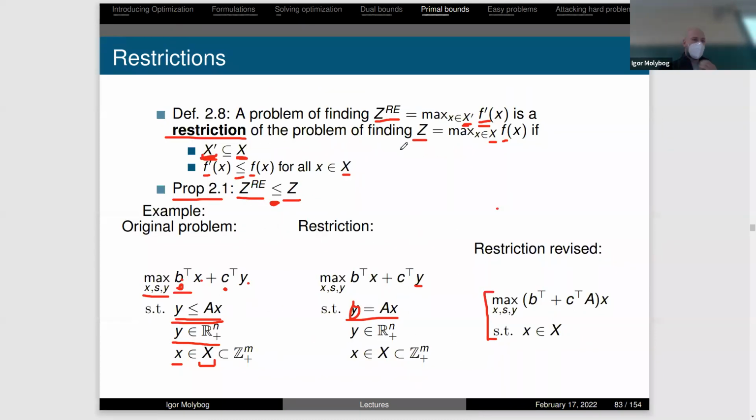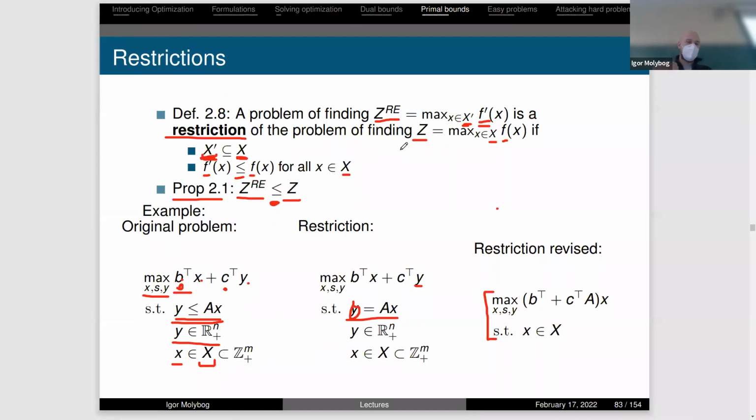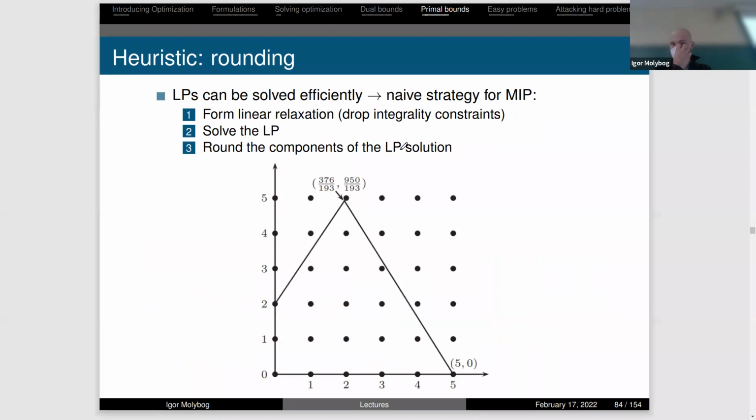So other than restrictions, even though restrictions sometimes are helpful, mostly people are focusing on other approaches such as heuristics when solving an IP, like finding a feasible solution for an IP problem. One of the possible approaches, which we'll further discuss over a bigger umbrella, is the idea of rounding.